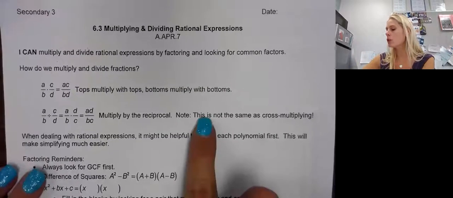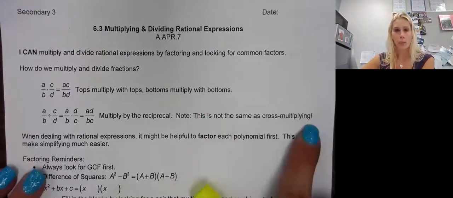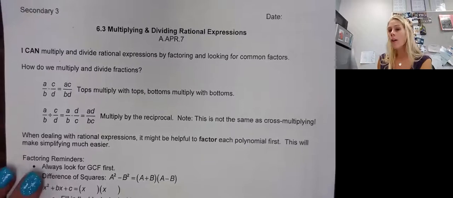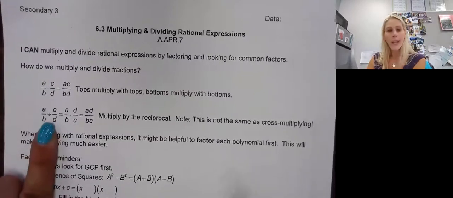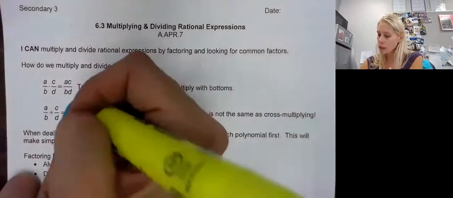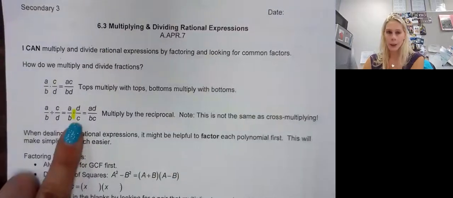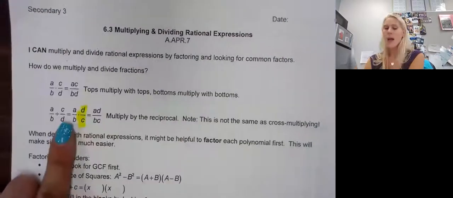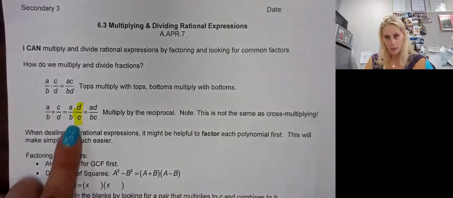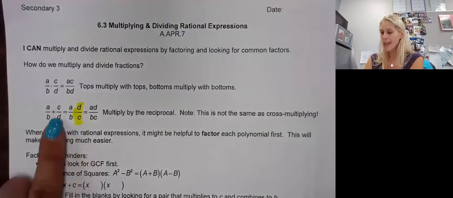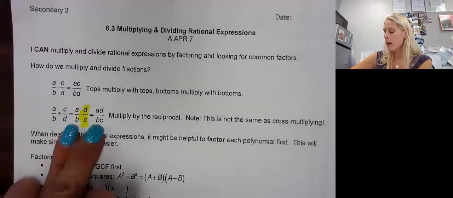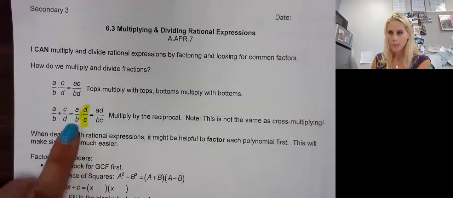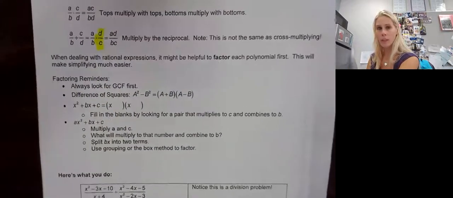One of the biggest notes: do not cross multiply. That will come in later when we are solving, but not with multiplying and dividing. What we actually do is take our division and switch it to multiplication and then flip that fraction, or that rational function, after the division sign. Okay, and then we're able to multiply straight across: A times D all over B times C. Those are two things to keep in mind first.